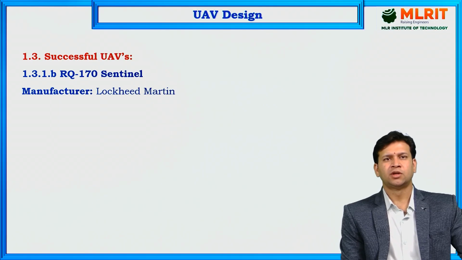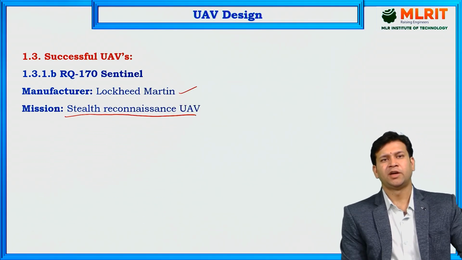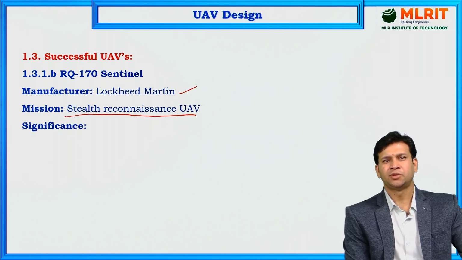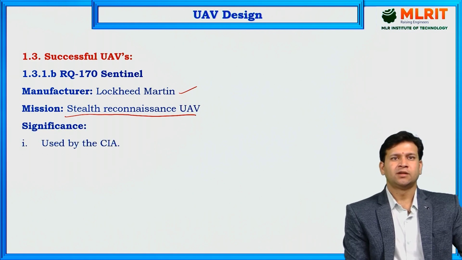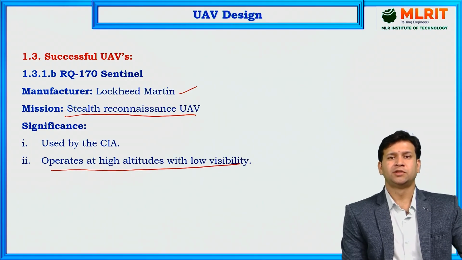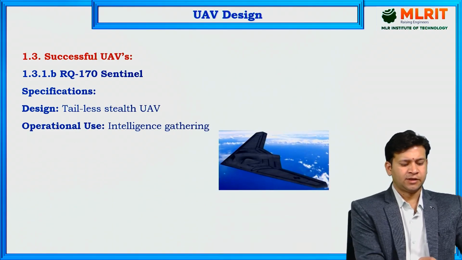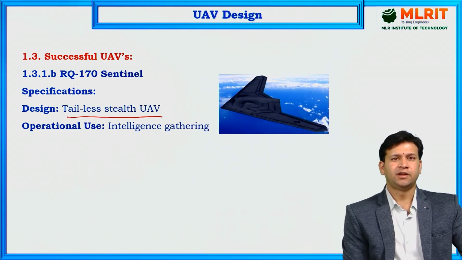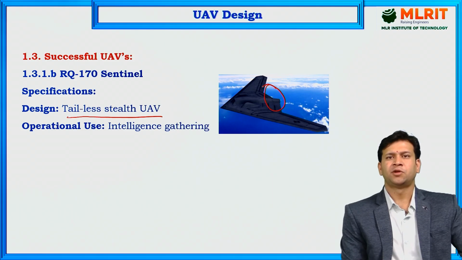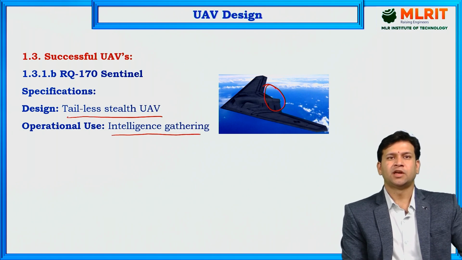RQ-170 is one more unmanned air vehicle, which is made by Lockheed Martin. The mission is stealth reconnaissance. Stealth technology is used to ensure it is not detected, right? It will not be detected by the radar. It is used by the CIA, and operates at high altitudes with low visibility. It's a tailless stealth unmanned air vehicle. If you see here at this part, there is no tail. The primary use of this unmanned air vehicle is to gather intelligence information.